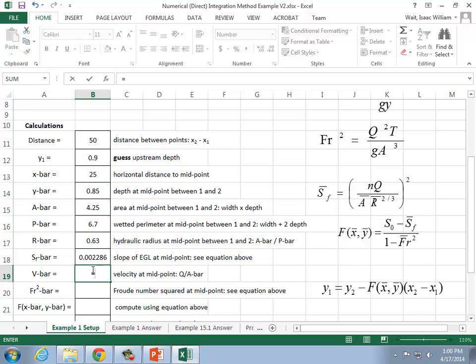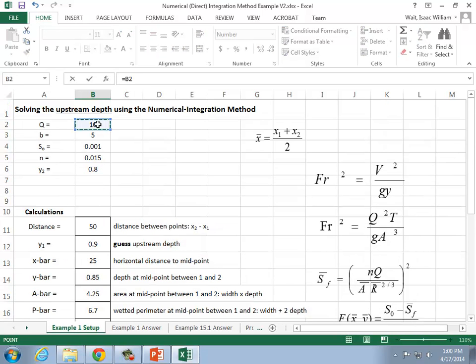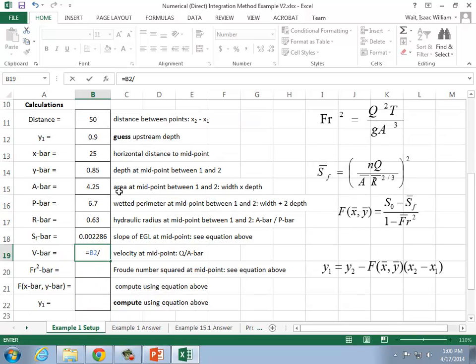Velocity is simply Q divided by A. So here's the Q that's fixed. That's not going to change during this iteration. And then the area at the midpoint, A bar.